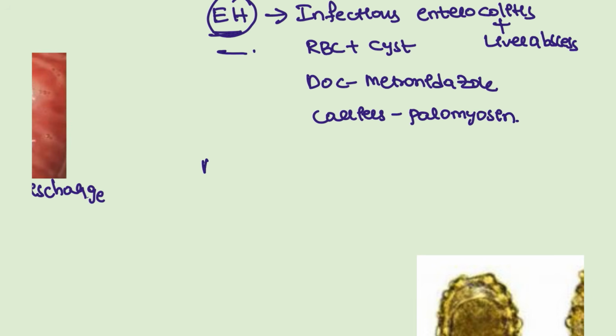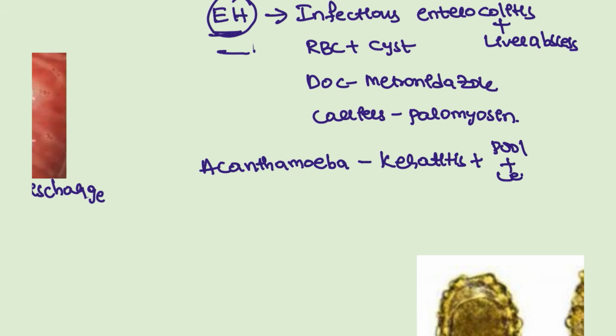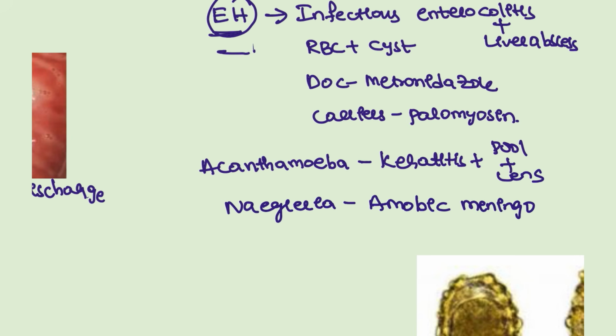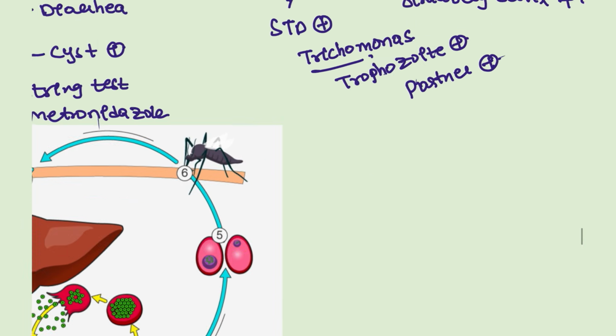And next, we also have Acanthamoeba. This will cause keratitis with a history of hot water and contact lens use. Next, Naegleria species. This is the severe amoebic meningoencephalitis. Meningoencephalitis is caused by Naegleria species.